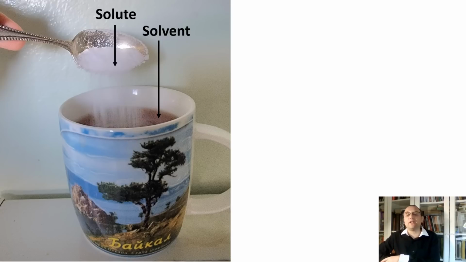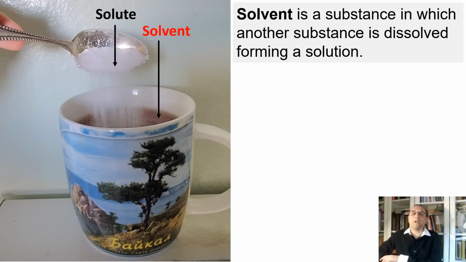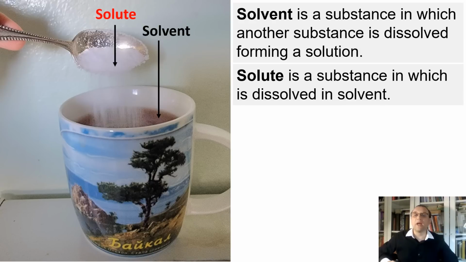Now let me bring your attention to two definitions we are going to use in this lecture. Sometimes you will hear solvent and solute during this lecture. Solvent is a substance in which another substance is dissolved, forming a solution. And solute is a substance which is dissolved. In the picture, the solvent is water and the solute is sugar.